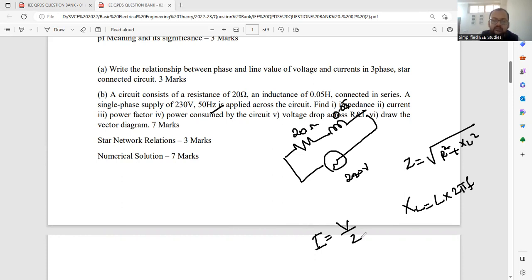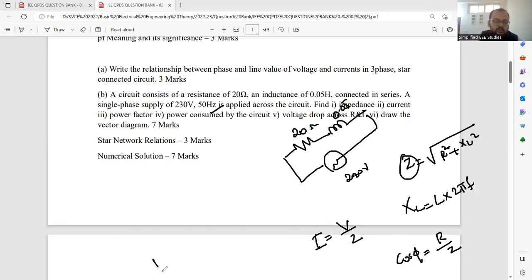Once I get the value of impedance, I can calculate I, which is equal to V by Z. Z is available here, V by Z. V is already given. How much? 230 volt. The third one is power factor, cos phi. There is a simple formula, R by Z. You can calculate cos phi.